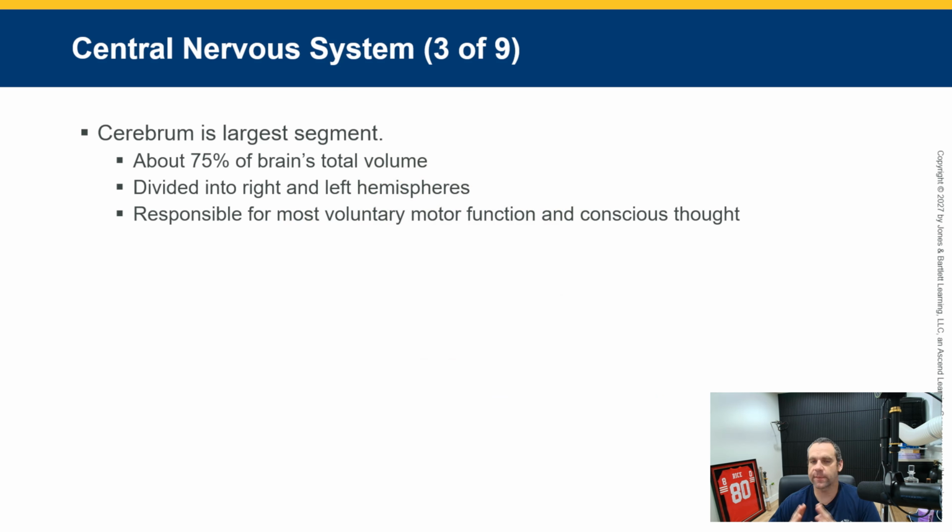Like we talked about, the cerebrum is the largest part of the brain. It accounts for about 75% of its total volume. It can be divided into a left and right hemisphere, but they work really closely together. The cerebrum is responsible for voluntary motor function, and voluntary movement just means an action we choose to perform, like walking, speaking, raising your arms. But it also supports conscious thought, including your memory, reasoning skills, language, judgment, and emotion.